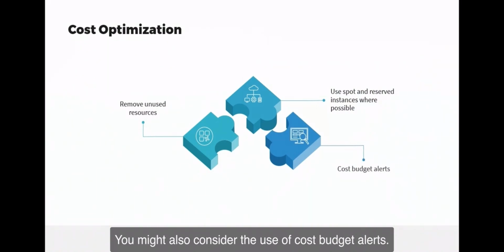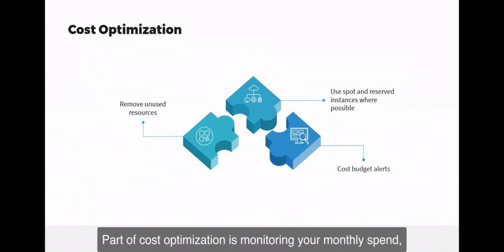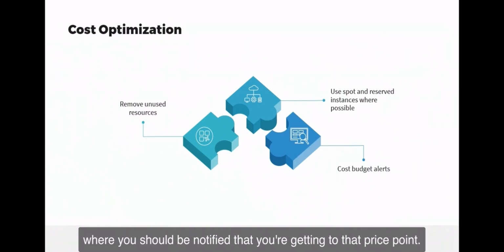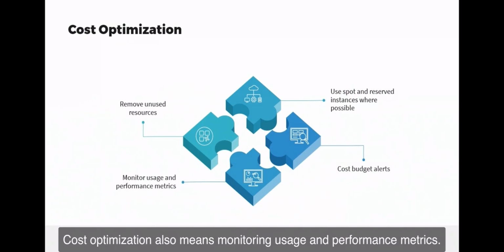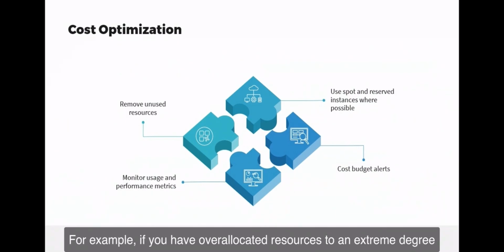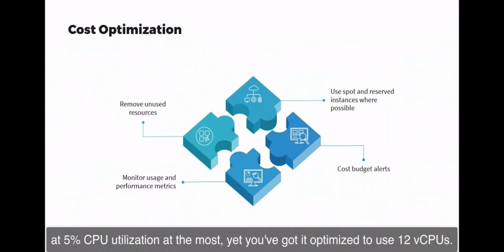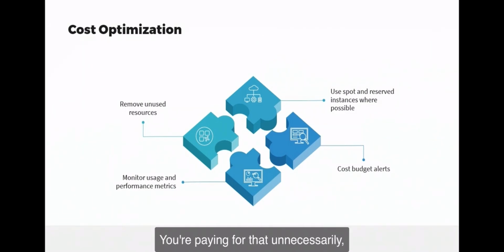You might also consider the use of cost budget alerts. Part of cost optimization is monitoring your monthly spend, determining what an acceptable ceiling limit is where you should be notified that you're getting to that price point. Cost optimization also means monitoring usage and performance metrics. For example, if you have over-allocated resources to an extreme degree for an app or an EC2 instance, you might realize that it's only ever at 5% CPU utilization at the most, yet you've got it optimized to use 12 vCPUs. You're paying for that unnecessarily. So that's another part of cost optimization.